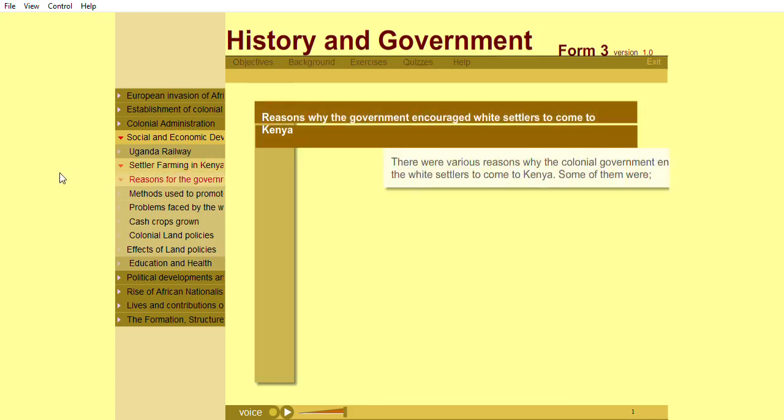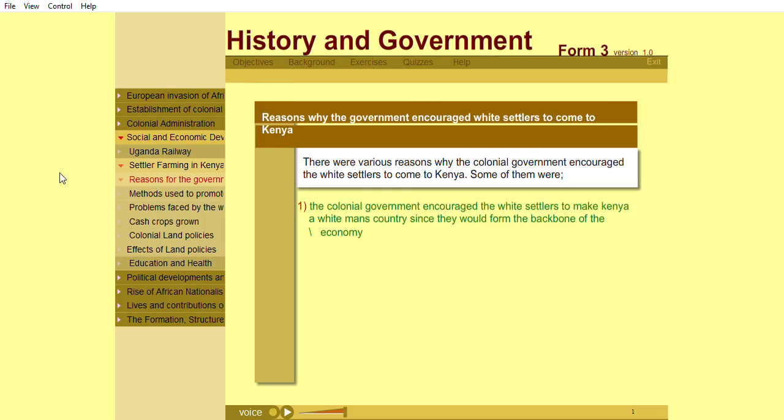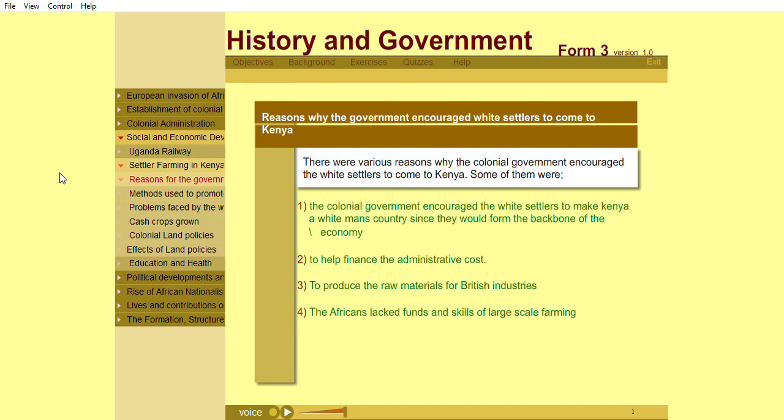There were various reasons why the colonial government encouraged the white settlers to come to Kenya. Some of them were to make Kenya a white man's country, since they would form the backbone of the economy, to help finance the administrative costs, to produce the raw materials for British industries. The Africans lacked funds and skills of large-scale farming. To check Asian migration and influence by settling more whites. To pay for the construction cost of the Kenya-Uganda Railway.